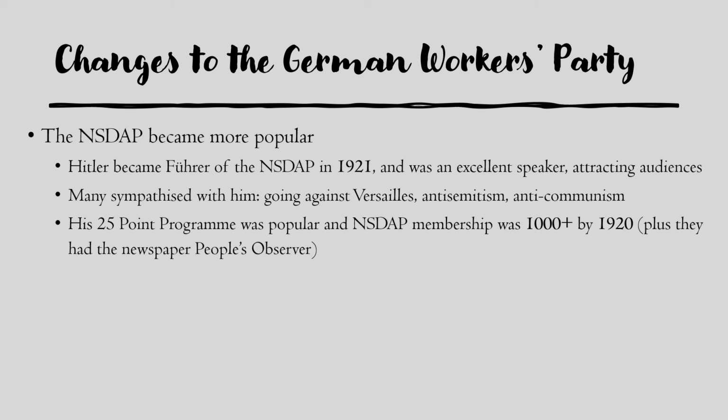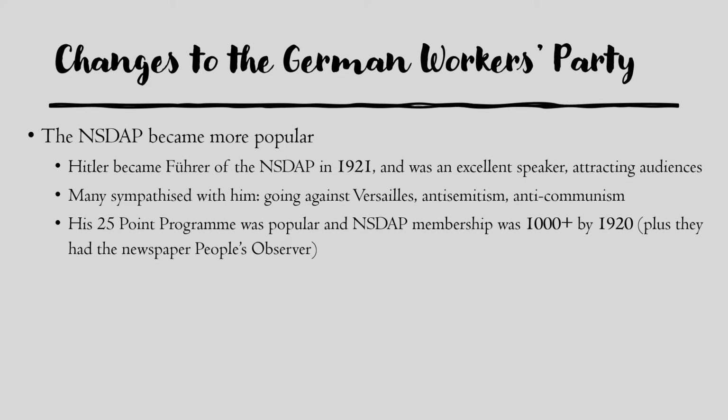One effect of this was that the NSDAP became more popular. So Hitler declared himself Führer of the NSDAP in 1921, and Hitler was an excellent speaker. He attracted many audiences. He made his point very well, and so many people sympathised with him. They agreed with his stance of going against Versailles. He disliked the betrayal that Germany had suffered. They liked his anti-Semitism, his anti-communism. They feared communists after the 1917 Russian Revolution, and they thought that Hitler had the right stance against them.